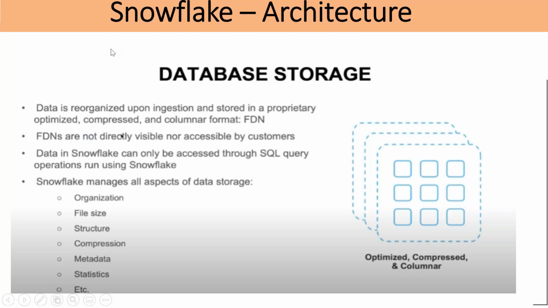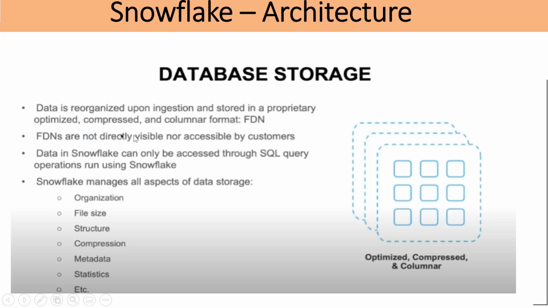The data is stored in columnar format, and they call it FDN. There is some French name for this particular thing where they store the micro partition. If you Google it, you will get to know. These micro partitions are not visible or accessible to anybody, even though they are part of S3 buckets, and they cannot be accessed directly. Only a Snowflake user can access it using a SQL query. Even Snowflake cannot read this data because it's completely encrypted.